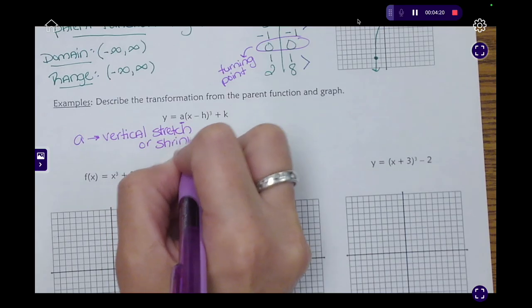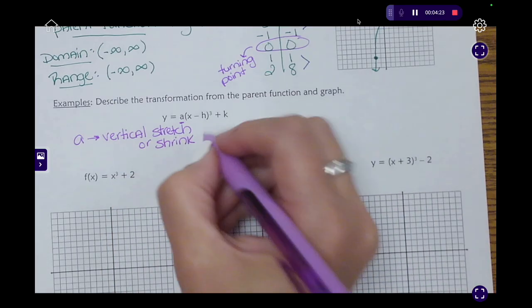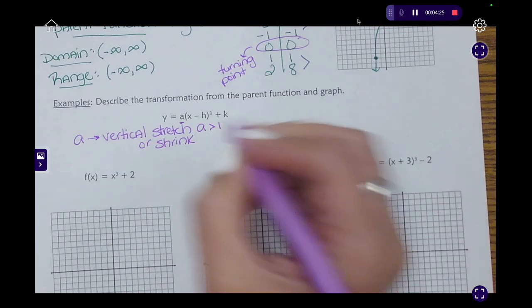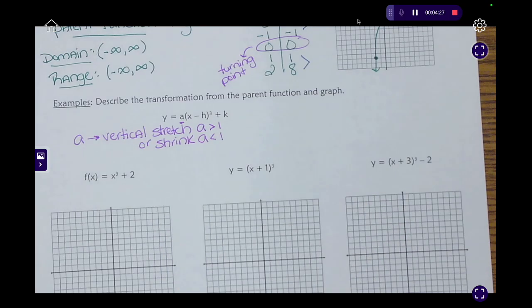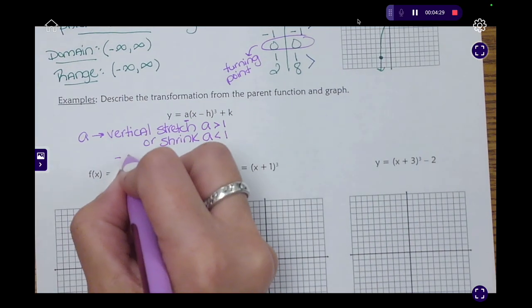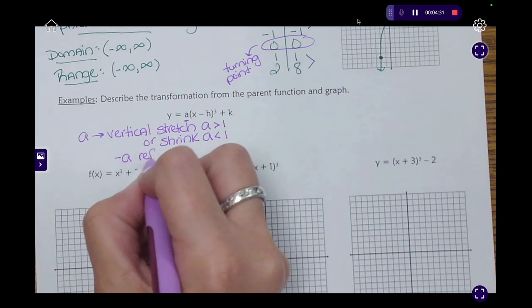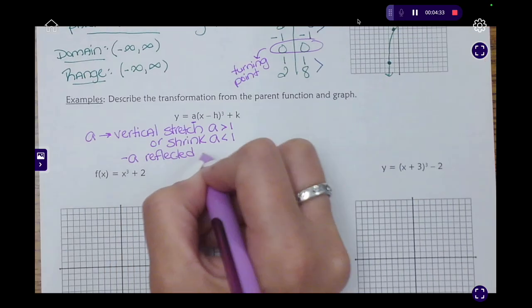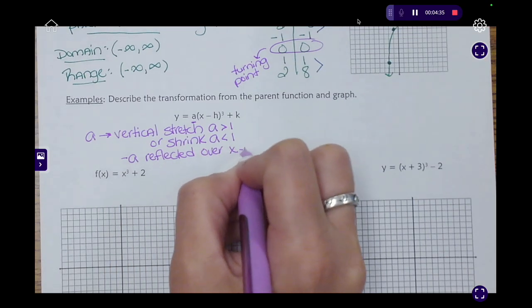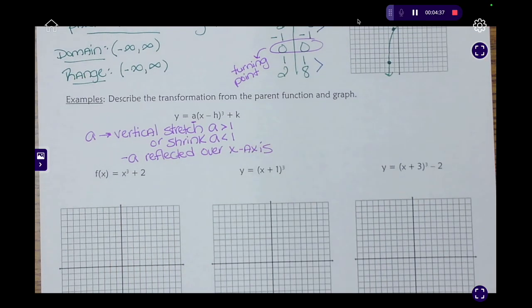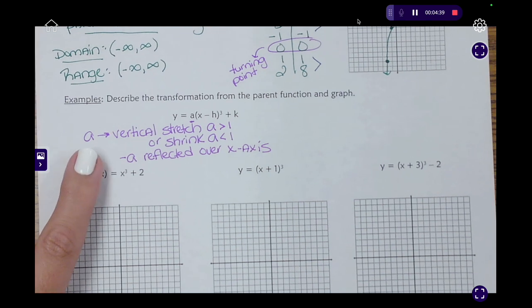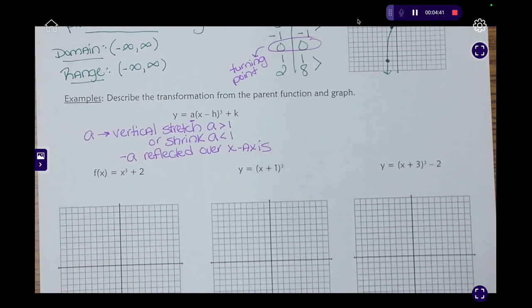So that's similar to what we've already done. Remember, if your a value is greater than 1, that's your stretch. If your a value is less than 1, that's your shrink. And also if it's a negative a value, it's going to be reflected over the x-axis. So this is the same for quadratics, for absolute value, and for those square root functions that we've already done.